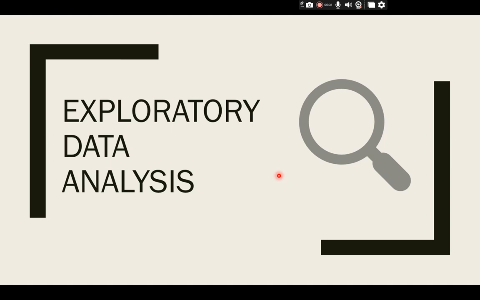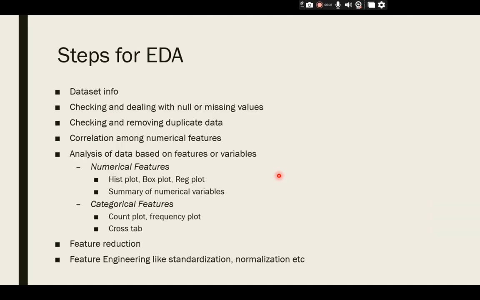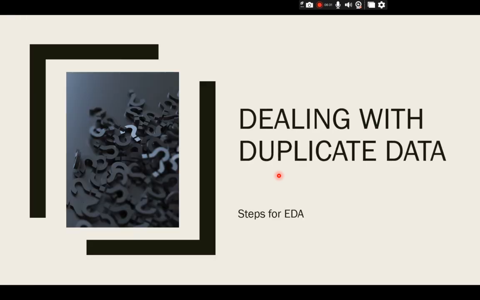Welcome back to lecture 3 of Accelerated Data Analysis. We are continuing a series in which we have already discussed two steps, that is dataset info, and checking and dealing with the null values or missing values. And now this is the third lecture in which we are going to deal with the duplicate data.